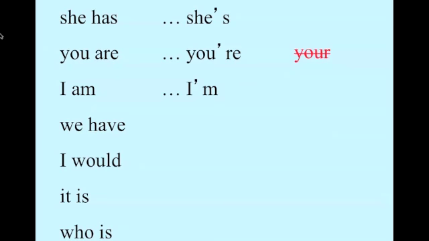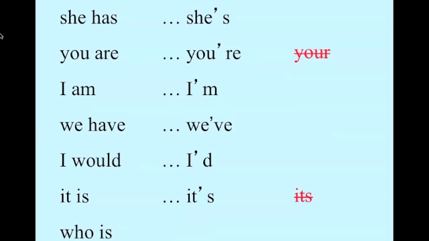I am becomes I'm. We have becomes we've. I would becomes I'd. It is becomes it's. And again, don't get that mixed up with its, which is another possessive pronoun. It doesn't need an apostrophe to show that something belongs to it. But if you want to say it is doing something, you need to have an it apostrophe S.